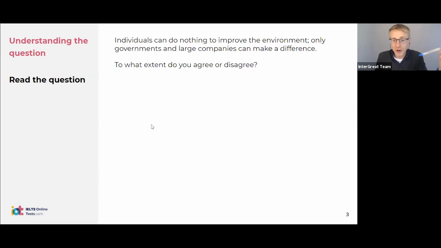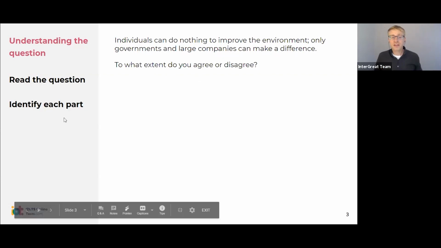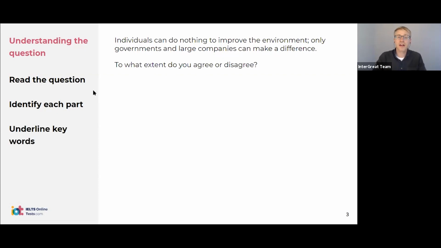Before we start writing, it's really important to plan carefully and to spend a bit of time analyzing the question. Usually there are two parts in each question. There's a statement or an opinion. In this case, the statement is individuals can do nothing to improve the environment. Only governments and large companies can make a difference. Then we have a question related to that statement or opinion. In this case, to what extent do we agree or disagree? So we've got the two different parts.